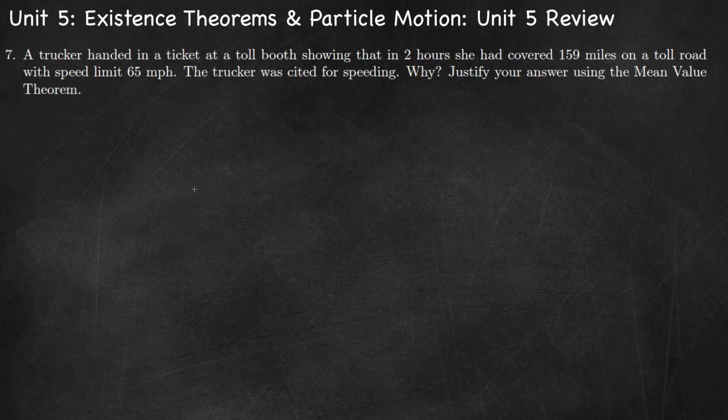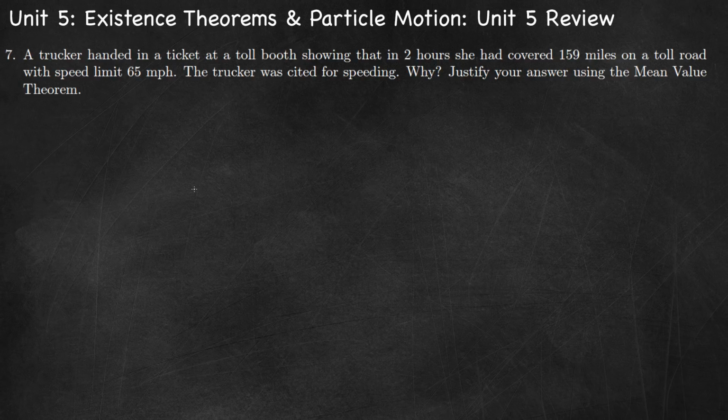Number 7, a trucker handed in a ticket at a toll booth showing that in 2 hours she'd covered 159 miles on a toll road with speed limit 65 miles per hour. The trucker was cited for speeding. Why? Justify your answer using the mean value theorem.